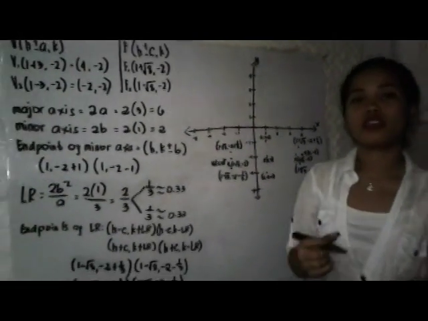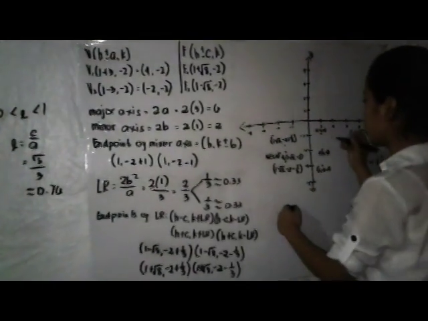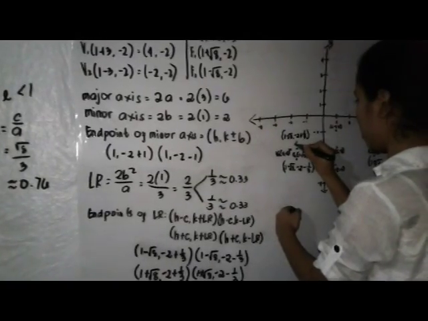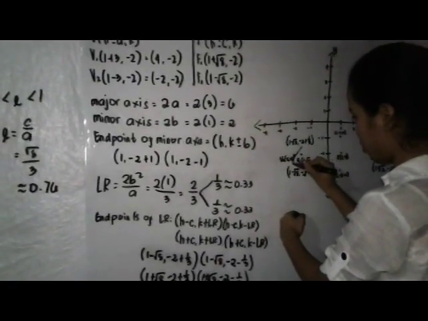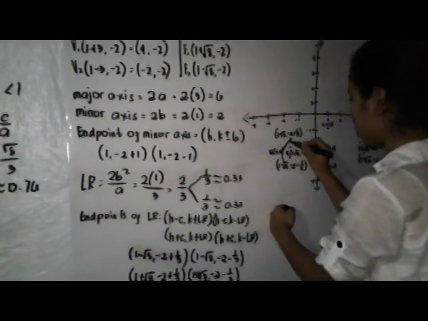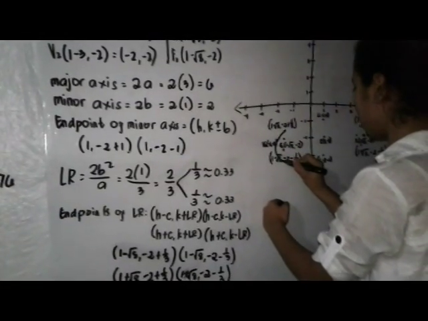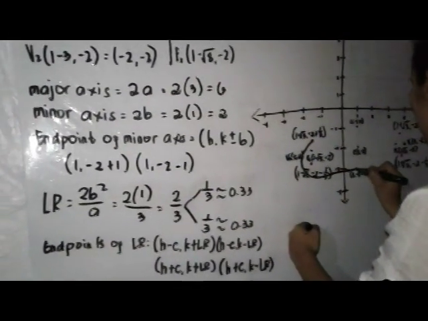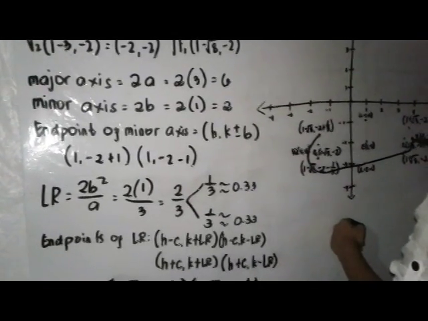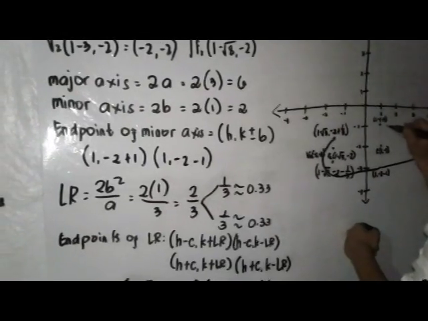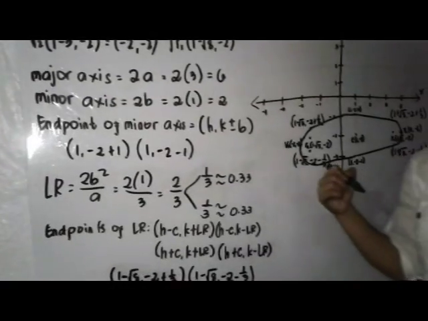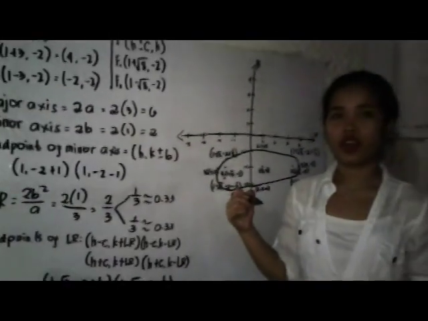And now, let us have to make our points. So, this is our points. And it is now the form of our graph.